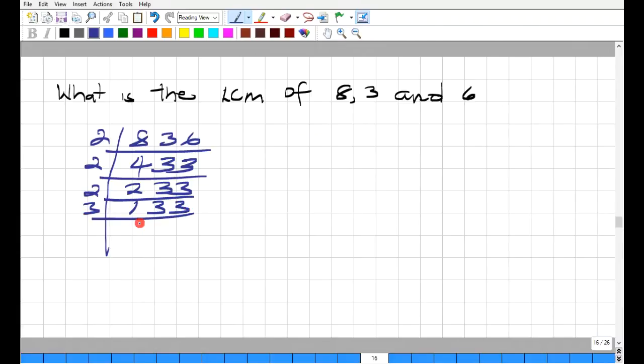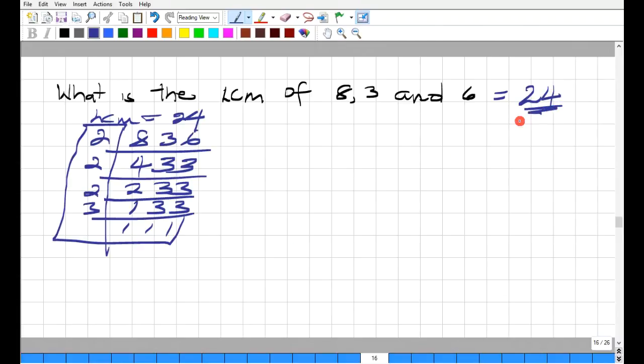Now we go to 3. 1, 1, 1. We're going to draw our L, multiply everything. 1 times 3, 3. 3 twos, 6. 6 twos, 12. 12 twos. The LCM is equal to 24. 8 can go into 24. 3 can go into 24. And 6 can go into 24. So our answer is 24.